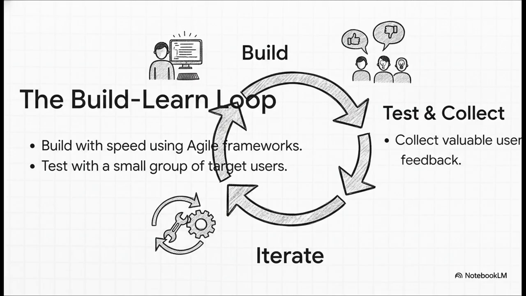Think about a food delivery app. The MVP wasn't the app you use today. It was probably just a basic menu and an order button. Only after they proved people wanted that did they start adding things like driver tracking and user profiles.